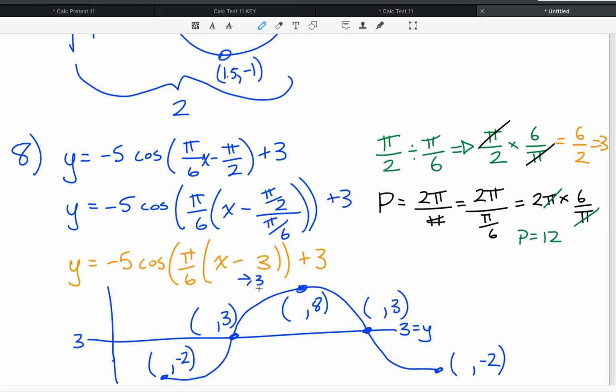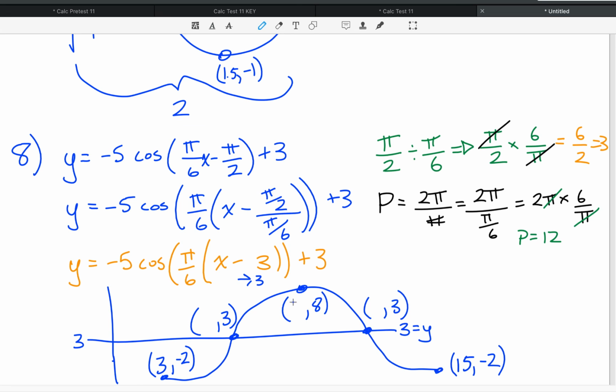So what do you keep doing from here? We need to find the beginning x coordinate, this coordinate right here. And that is just the phase shift. It's 3. So that's nice and easy, 3. Then how do I figure out this end x coordinate? Well, it's 3 plus the period, and the period is 12, so 12 plus 3 is 15.